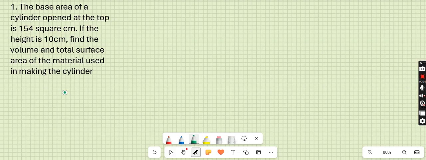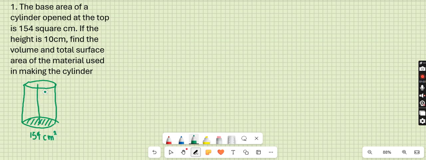So let's start by drawing our cylinder. The base area of this cylinder, which is opened at the top, we are told is 154 centimeters squared, and the height is 10 centimeters. So we are looking for the volume. We'll go over the formula for finding the volume of a cylinder.